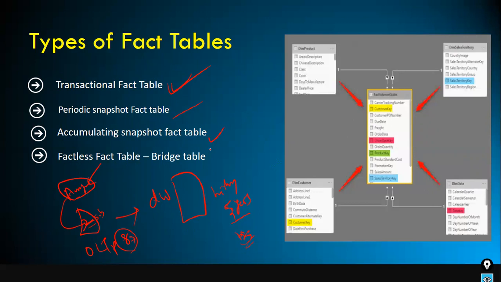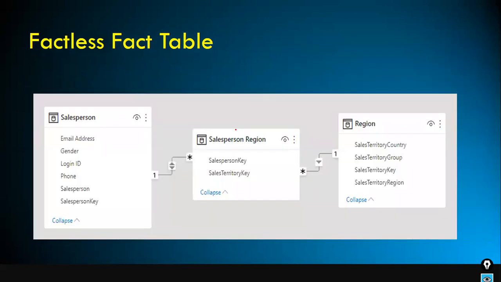Accumulating snapshot is also something like an aggregation. Again, the aggregation table is accumulated year on year. And the next one is the factless fact table. This is a kind of bridge table. This we will discuss later. This is an example of a factless fact table.